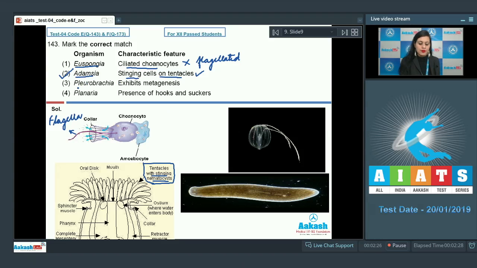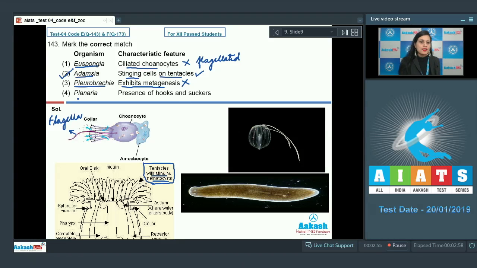The next option given is Pleurobrachia, and the match given is exhibits metagenesis. As it is an incorrect match, this cannot be a correct answer to our question. This figure represents Pleurobrachia, which is a ctenophore, and it exhibits bioluminescence and not metagenesis. So this is an incorrect option.